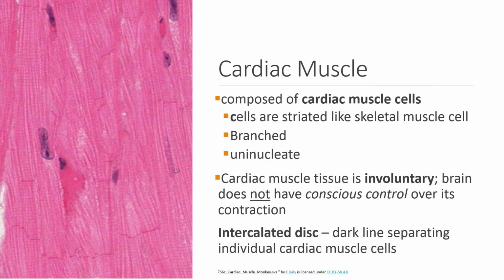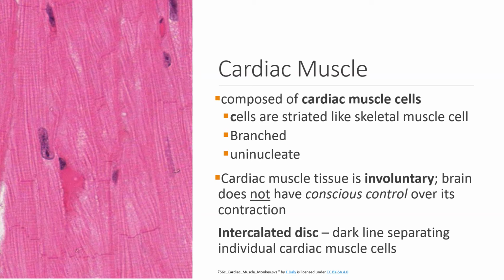This is cardiac muscle. Cardiac muscle is the third type of muscle. It's composed of cardiac muscle cells, and since the muscle name has cardiac in it, where do you think we're going to find this? Right, in the heart. So these cells are striated like the skeletal muscle cells.